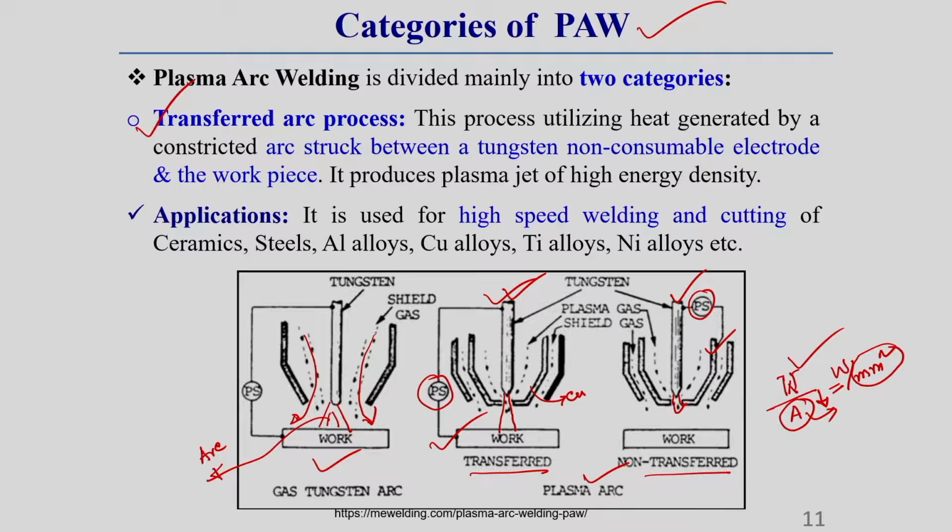In non-transfer mode, the arc is generated between this copper nozzle and electrode, and in transfer mode it is generated between electrode and workpiece. Okay. This transfer mode is used for different purposes. This transfer mode arc is generally used for welding as well as cutting purposes. Here we can cut or weld ceramics, steels, aluminum alloy, copper alloy, titanium alloy, nickel alloy, different materials, using this transfer mode plasma arc welding process.